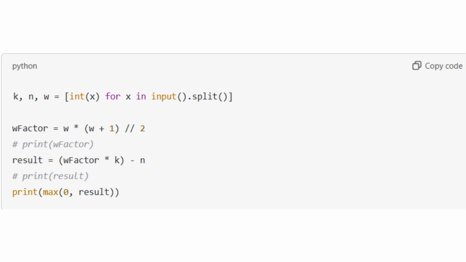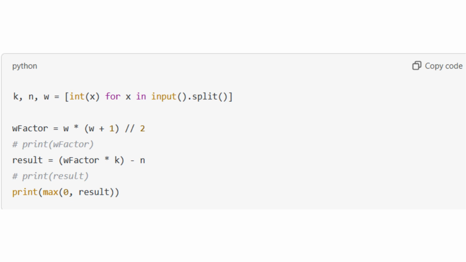3. Applying the banana cost factor. To find the actual total cost, we multiply W factor by K, like this. Here, W factor times K represents the total cost of buying all the bananas. Then we subtract N, the money the soldier has, to find the amount he needs to borrow. If the result is negative, it means the soldier has enough money and doesn't need to borrow anything.